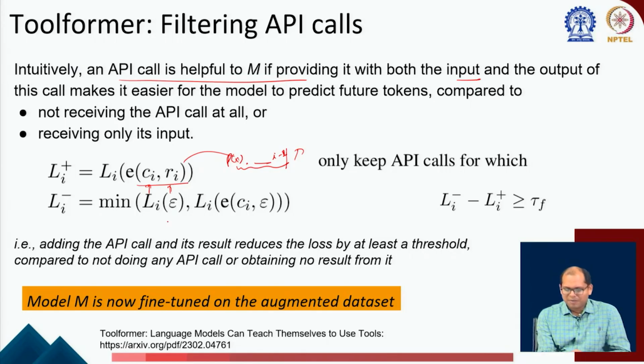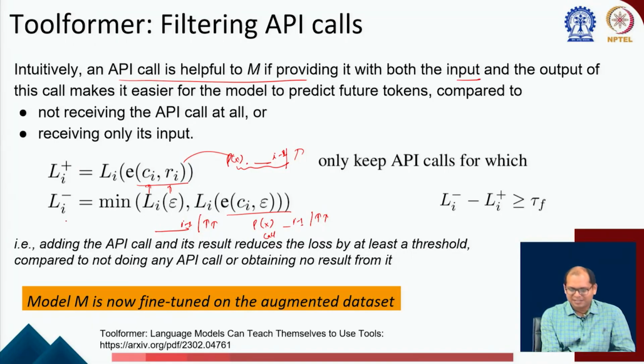Similarly, you get the loss by putting nothing. I mean, you don't put anything, so simply all the i minus 1 tokens, and you start generating one by one. You get the loss from there, and you just do the call, not the result. So P x now is just the call, all the i minus 1 tokens, and start generating, get the loss. And you say this L_i minus is the minimum of these two things, I mean, not receiving this API call or just the input, and L_i plus by putting both of these.